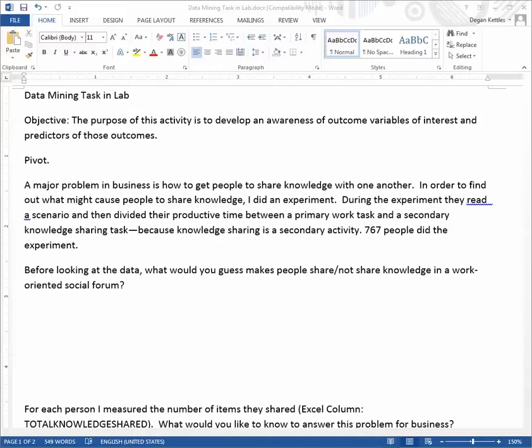I have a question here on the page, and I say, before looking at the data, what would you guess makes people share or not share knowledge in a work-oriented social forum? So if you had like Facebook, but a work version of that, what would cause people to share knowledge? And if you want, go ahead and pause the video for a second, and as soon as you've thought of maybe two things, continue on.